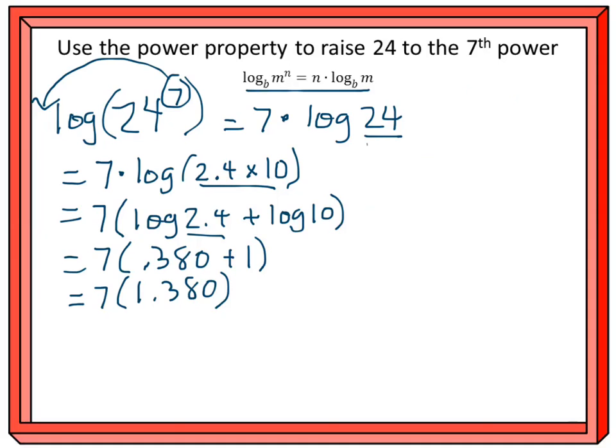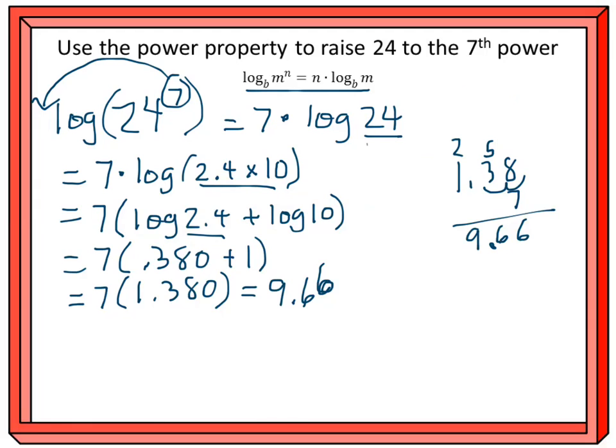I'll do that over here on the side. 1.38. I don't need to put that 0 there. Multiply this times 7. 7 times 8, that's a 6. Carry the 5, that's 56. 21 plus 5 is another 6. Carry a 2, 7, 8, 9. And then I need to move my decimal over 2 places. Do you remember this whole multiplication thing? Of course you do. So this is 9.66.